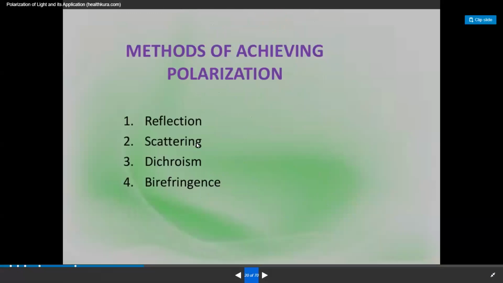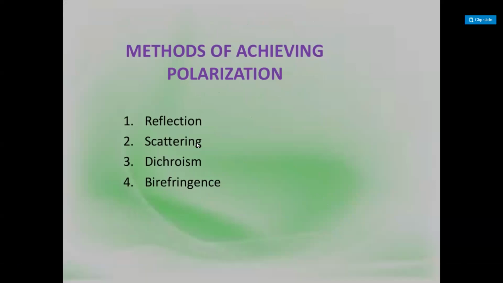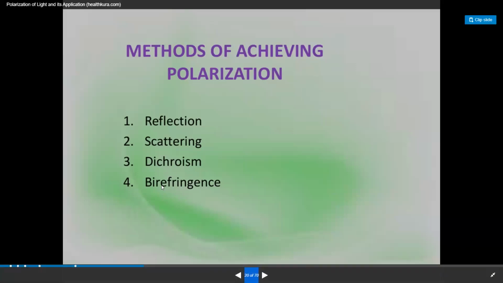And next, methods of achieving polarization. That means how we convert unpolarized light into polarized light. There are several methods. Among them we have four or five types: reflection and transmission, scattering, dichroism, which is also called the selective absorption method, and birefringence. Birefringence means double refraction. Okay, let us discuss them one by one.